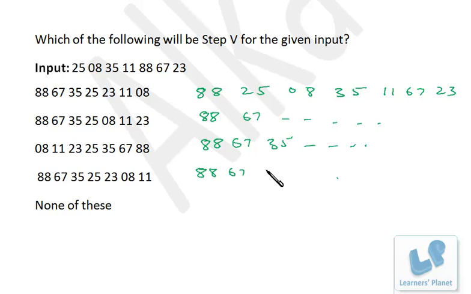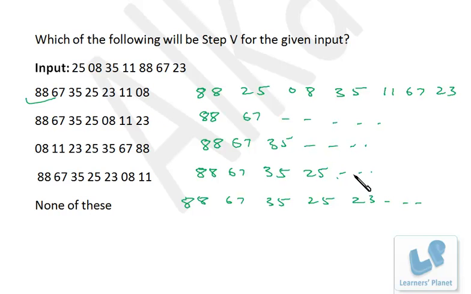Then 88, 67, 35, then 25 will be there. Then 88, 67, 35, 25, 23 will be there, right? So this is the fifth step: 88, 67, 35, 25, 23, 11 and 8. So this is the correct answer, right?